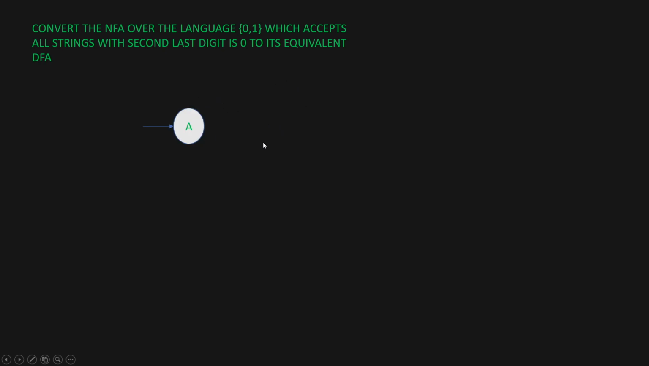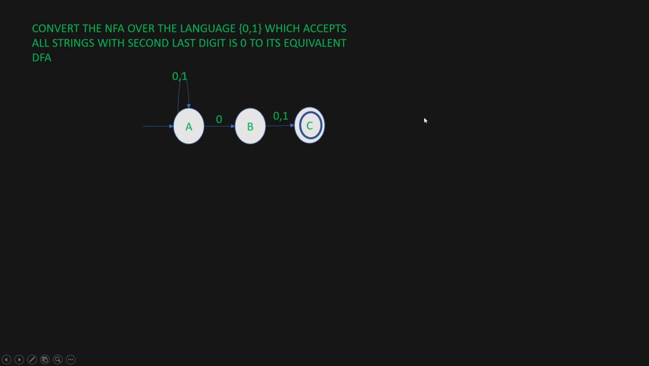So let's say our starting state is A. Over here, if we get input 0 as the second last digit, then we go to state B. If we get input 0 or 1, we are okay with that since it's the last digit, and then we come to the final state C. Anything before A, that is 0 or 1, is fine. Second last digit has to be 0 and last digit can be again 0 or 1, it doesn't matter. So this is our NFA.